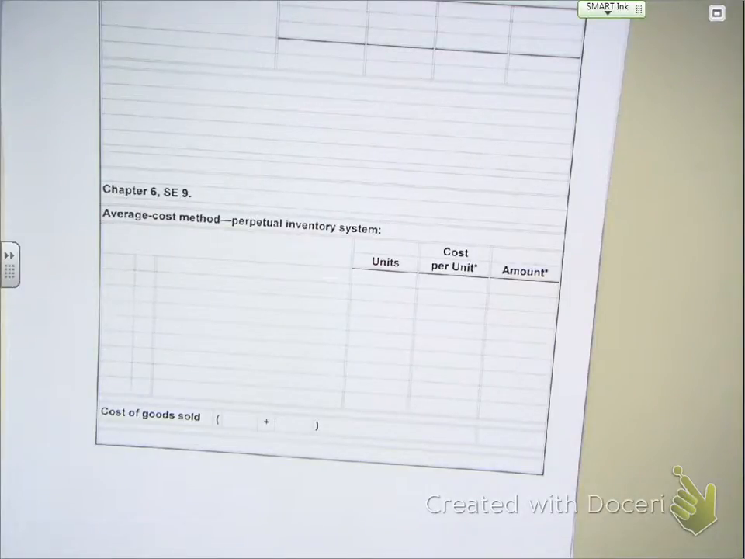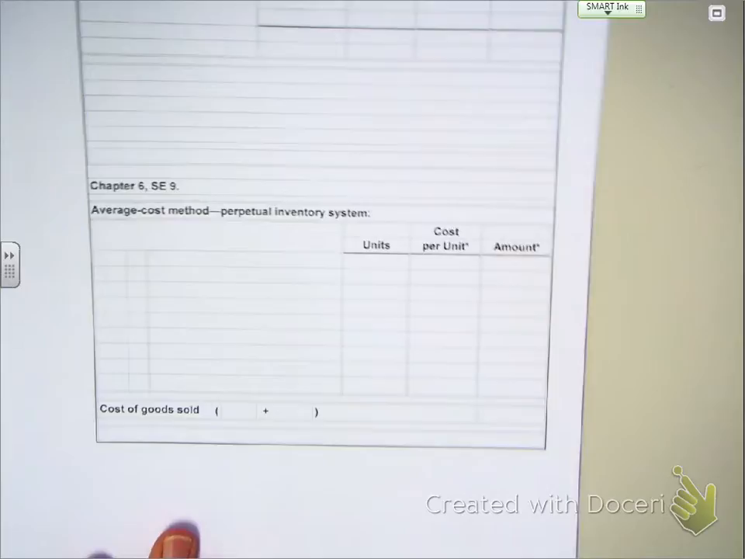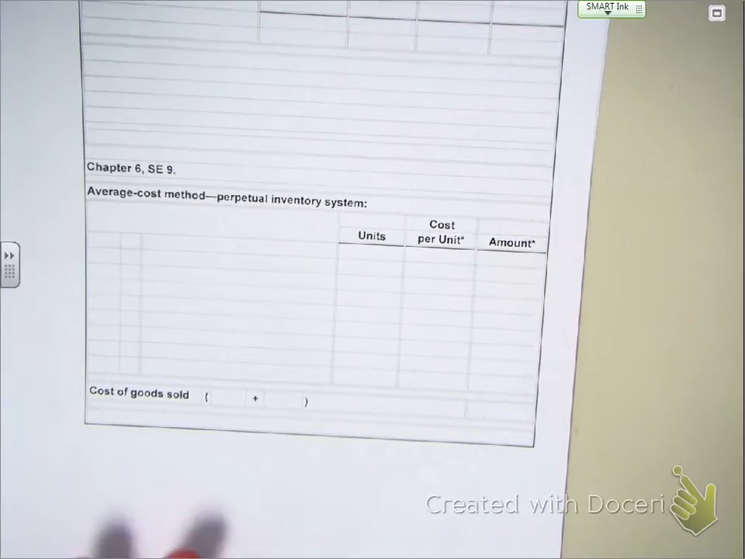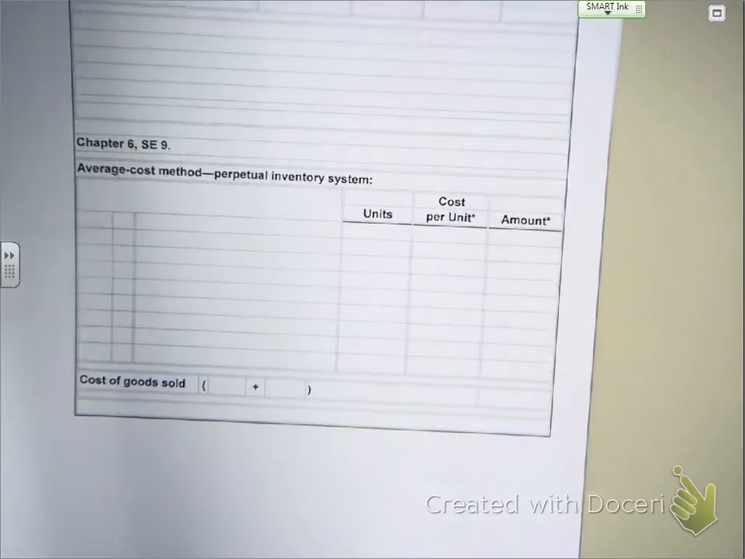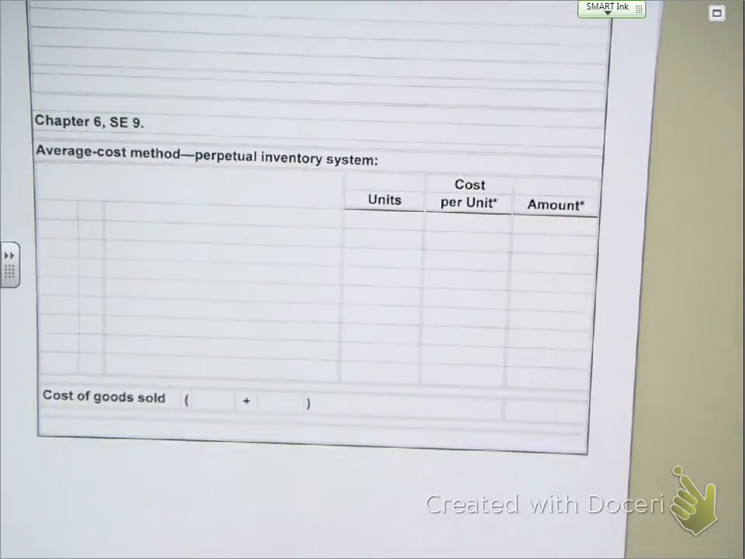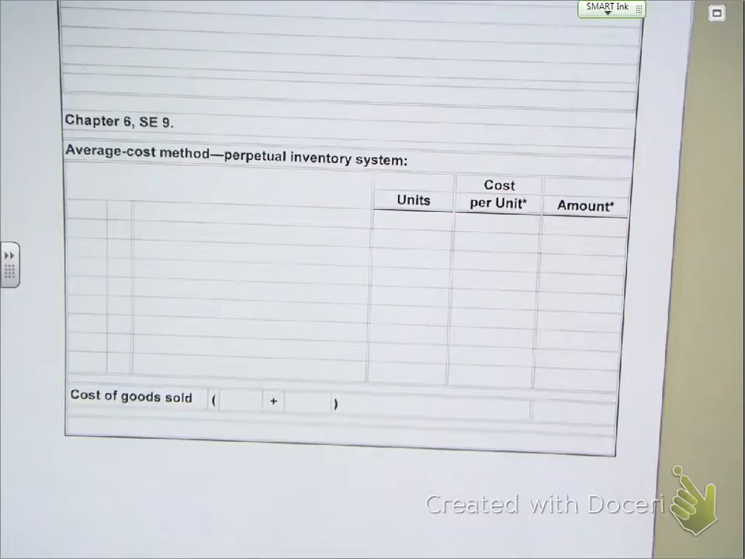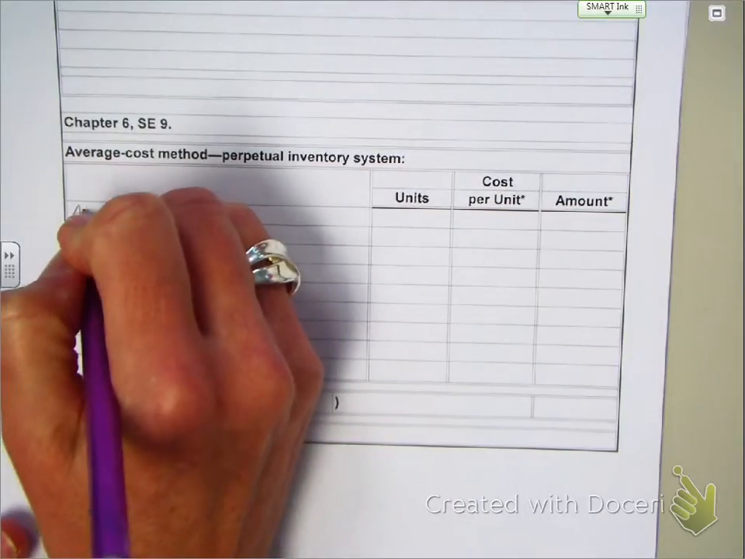We're going to do the average cost method, perpetual inventory system, SE9 on page 315. We're going to use that same data that we used starting in SE4, with the August 1st inventory of 40 units, and they have sales on August 15th and August 28th. We're going to start right out of the gate by putting in our inventory.